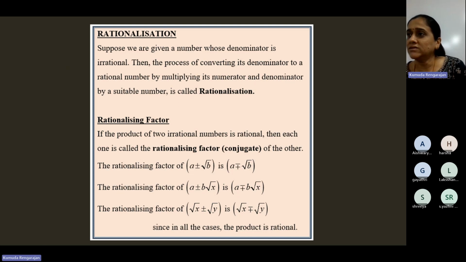Rationalizing the denominator will always work. You have to multiply. When you're given a number with an irrational denominator, you will have to multiply the numerator and denominator by a suitable number, not anything of our choice. You will have to multiply and divide by a suitable number. When you do that, the denominator will be rationalized. The irrational denominator will become rational. Yes, every irrational denominator can be made rational without any exception.